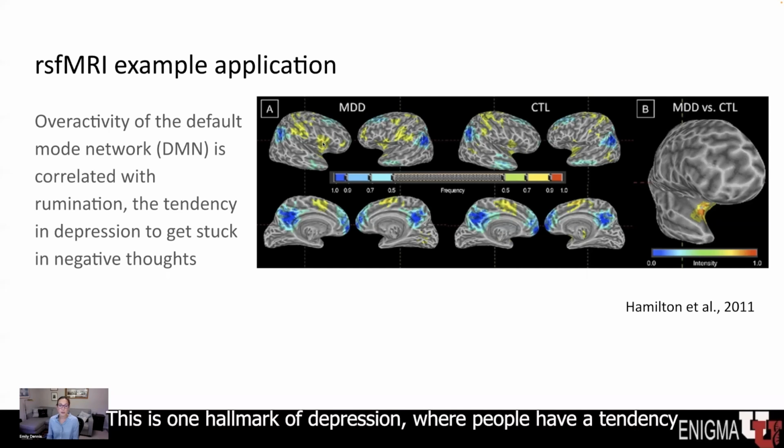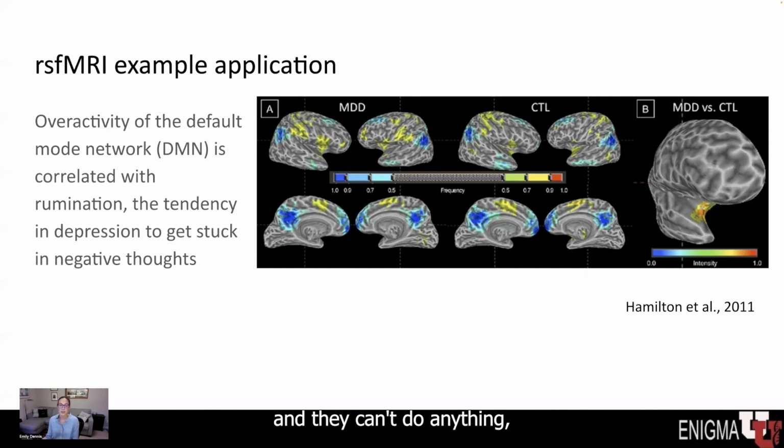This is one hallmark of depression, where people have a tendency to get stuck in negative thoughts, where they can't pull themselves out of. They just think about what went wrong, why they're feeling so bad, how awful it is that they're still depressed and they can't do anything. And they get stuck in this kind of negative cycle. And it turns out that this is correlated with overactivity in one of these brain networks.